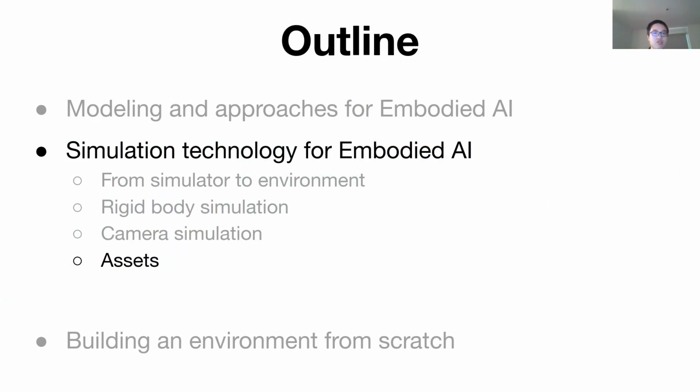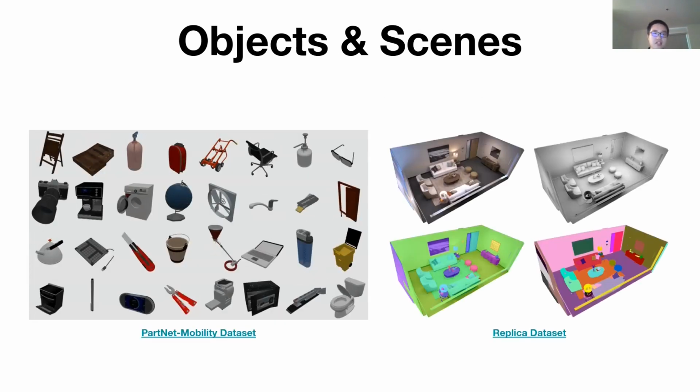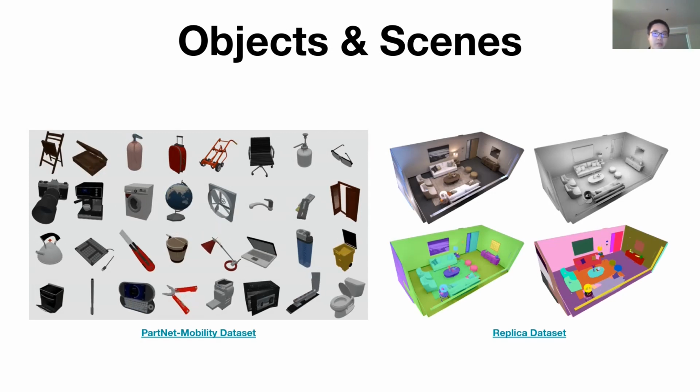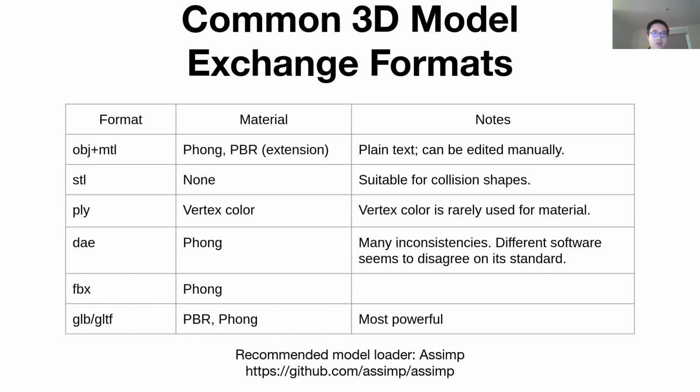Let's move on to talk about assets. Here, I will focus on the technical aspects, including file formats, representations, and usage. Assets, such as objects and things, are crucial components for embodied AI environments. For static things and objects, people use 3D model formats to store them.